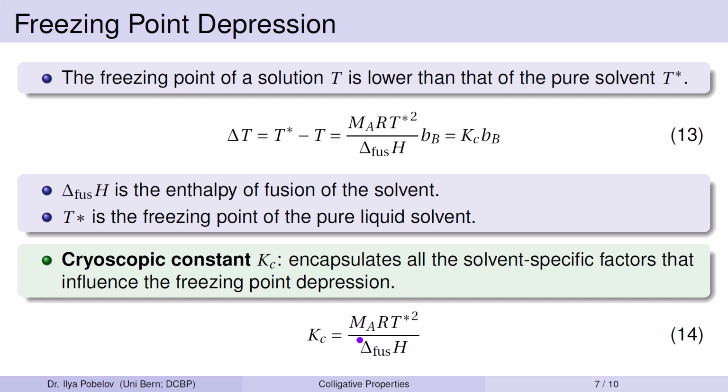This constant encapsulates all the solvent-specific factors that influence the freezing point depression. Similar to the ebullioscopic constant we discussed earlier, Kf depends solely on the properties of the solvent and not on the nature of the solute. This indicates that freezing point depression, like boiling point elevation, is a colligative property.